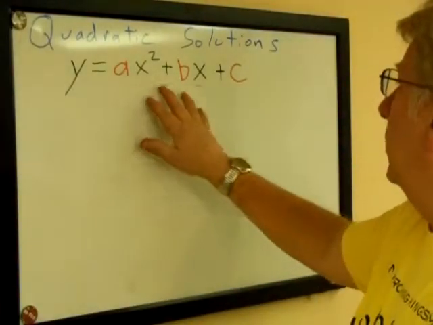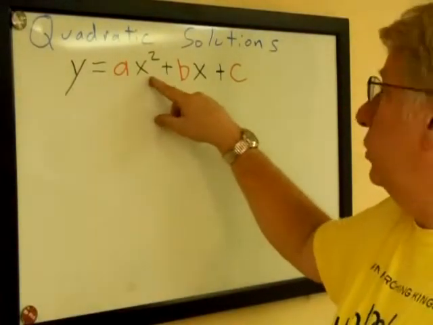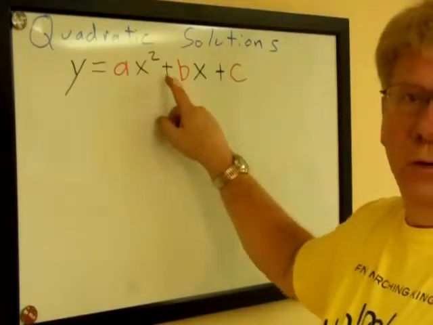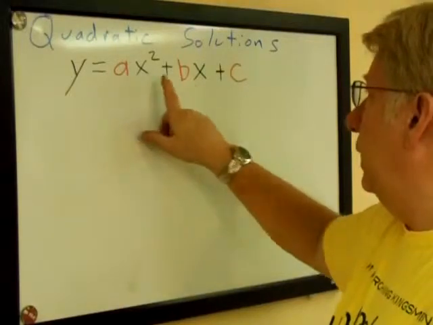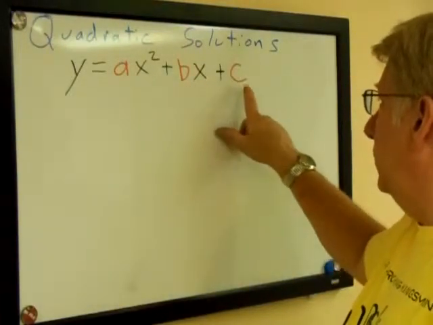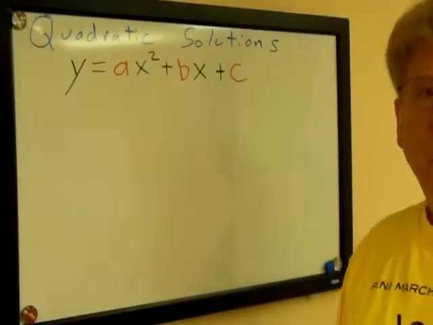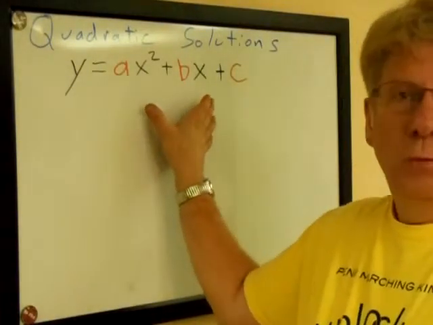So this is what a quadratic expression looks like. It's got an exponent to the second power, x squared. The coefficient of the x squared term is a, the coefficient of the x term is b, and the constant is c. So this is what our standard format would look like.